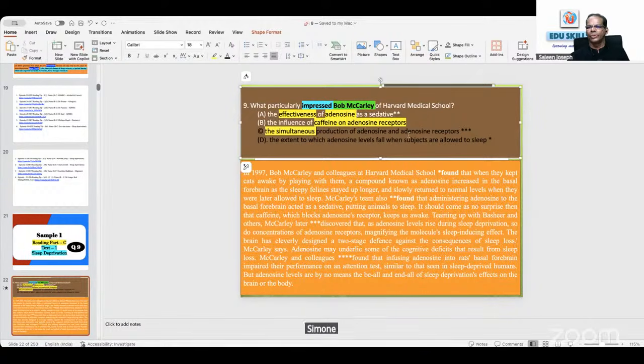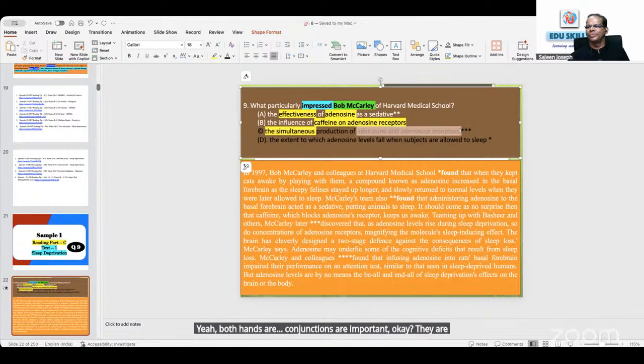Simultaneous. Yeah, both. And sir, conjunctions are important. Okay, they are also sweet. Later on, you will understand. Conjunctions are always sweet in the OET exam, even starting from Part A. Let's check it.